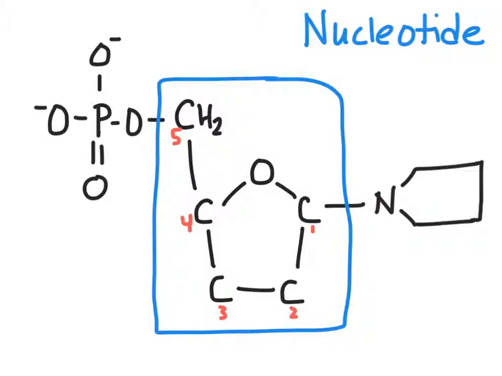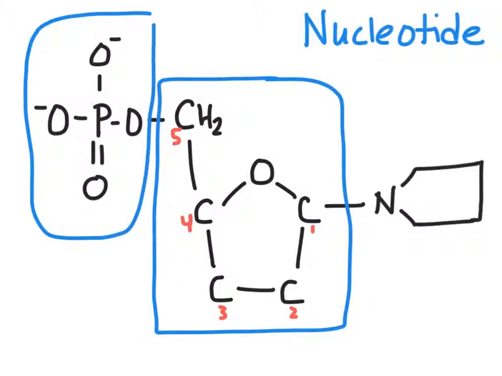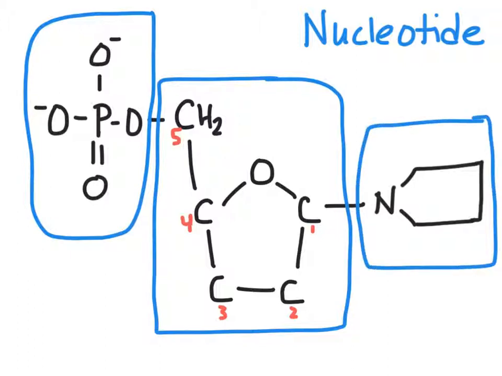The other part that we see is the phosphate group, and we can see the phosphate group has a central phosphorus and it's surrounded by oxygen. 2 of those oxygen molecules are negatively charged. And then the third part is our nitrogenous base, and there are 4 different nitrogenous bases in the DNA molecule, and we'll talk about those in a little bit.